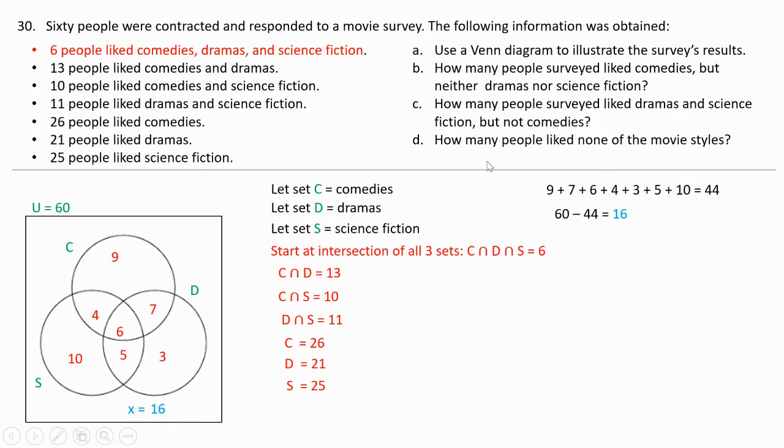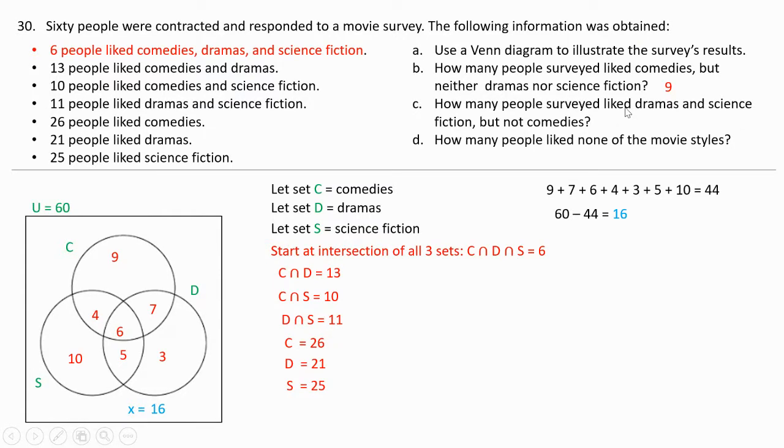Now, for B, how many people surveyed like comedies, but neither dramas nor science fiction? Right? So you're going to go to comedies, right? Comedies is all this right here. But it's saying that they didn't like dramas nor science fiction, so you take these out. So how many people only like comedies is going to be 9. See, there's my 9.